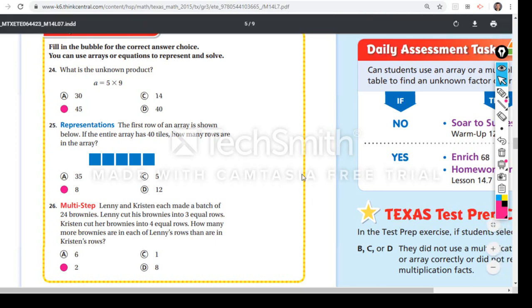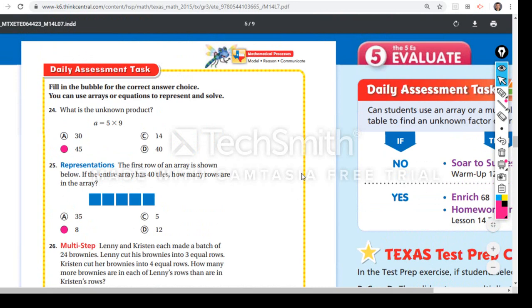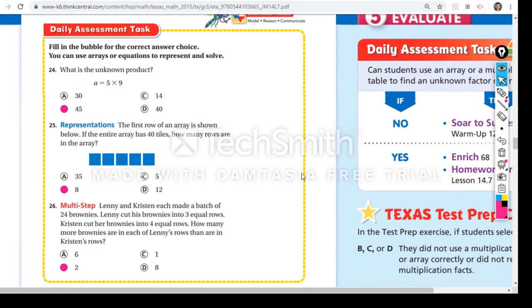So let's go ahead and take a look at your daily task assessment for today. And of course, we're looking for the unknown product. Okay, so again, we worked on this yesterday. We remember that we have to use our multiplication skills. So what is the unknown product? Simple multiplication. We're solving for A. 9 times 5 is 45. That's easy.